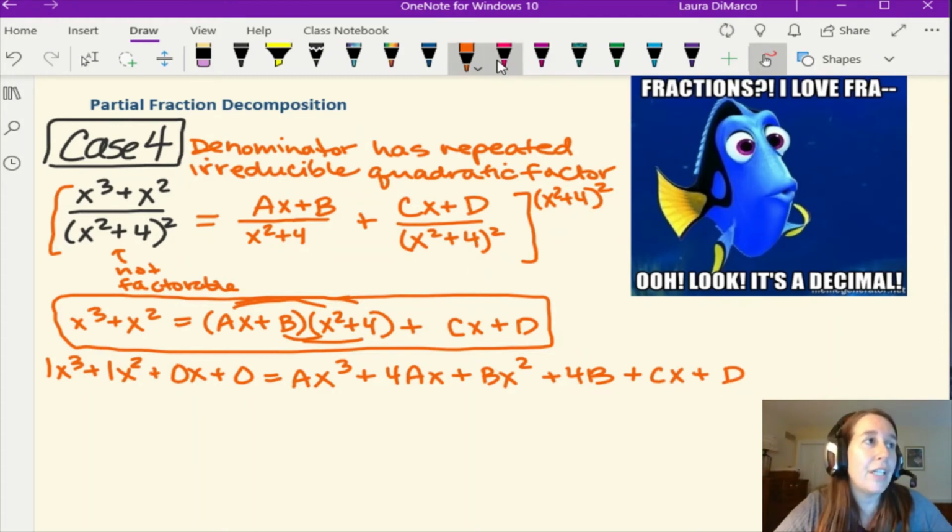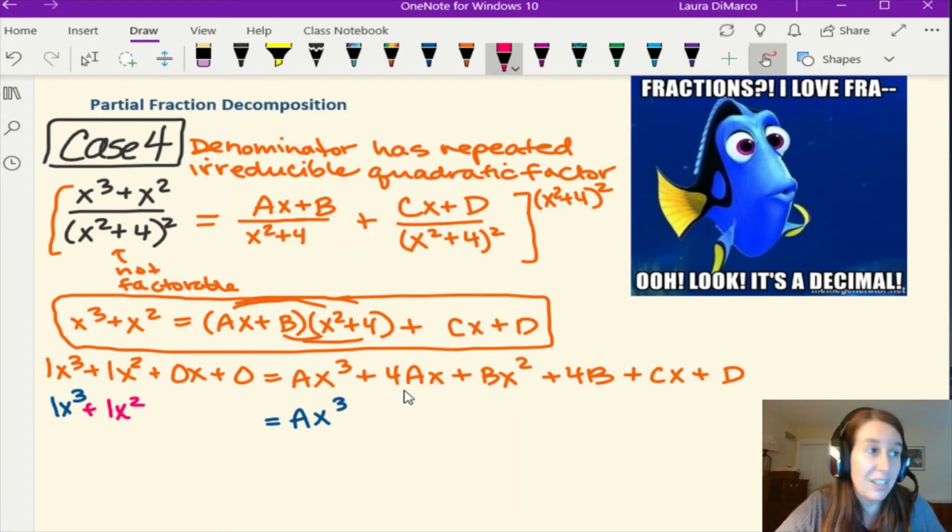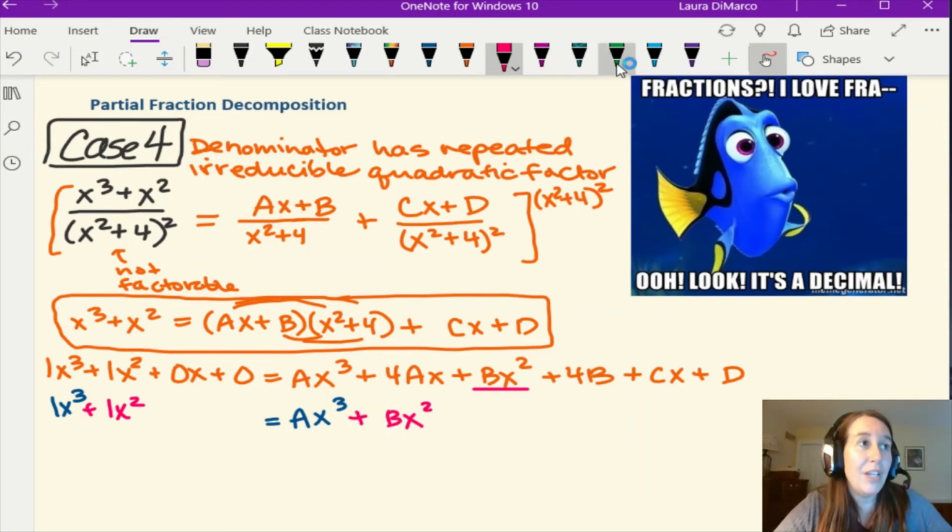Okay, let's do that fun collecting of the x's. So if I make the x cubes all be blue, I just have one of them. It is times A. So Ax cubed. And then in pink, I have plus 1x squared. Let's see if there's any x squareds to collect. Here's one. Okay, so plus Bx squared. This problem is even easier than I thought.